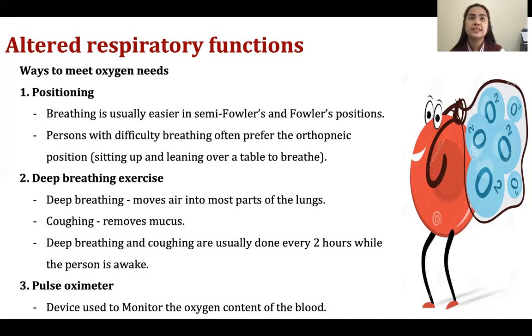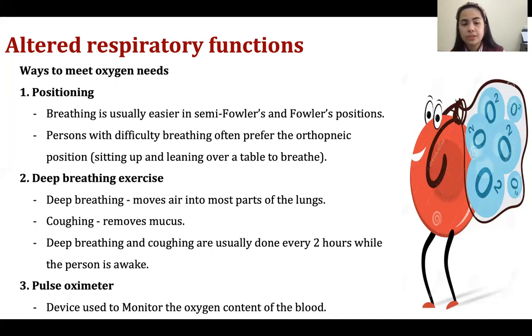Then deep breathing exercise. For deep breathing exercise, you inhale with your nose and you exhale with your lips. This will expand your lungs. If your lungs are expanded, it will help you to breathe well. And it will not only help to expand your lungs, but it will help you to relax. Some patients are only experiencing tension or anxiety. That's why they have difficulty breathing. So to help ease their breathing, you tell the patient to do deep breathing exercises.